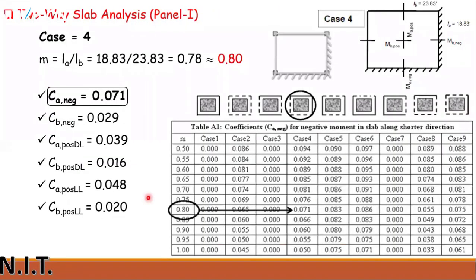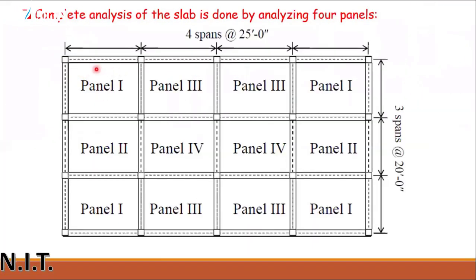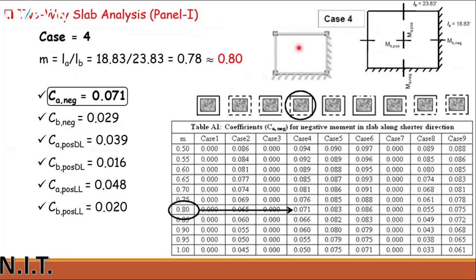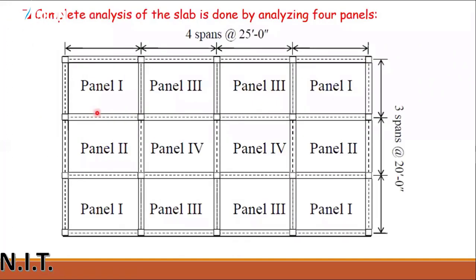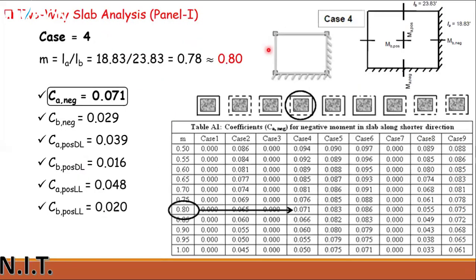The first panel, this first one, this is for panel 1. Panel 1 shape is this one. This side and this side are discontinuous, and this side and this side are continuous. So this is the shape of panel 1. These two sides are continuous and these two sides are discontinuous. Clear? So the LB dimension and the LA dimension for panel 1 are given here. What is the dimension? This is 20 feet and LB dimension is 25 feet. Clear?